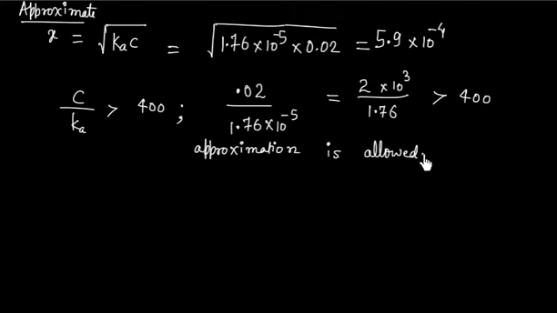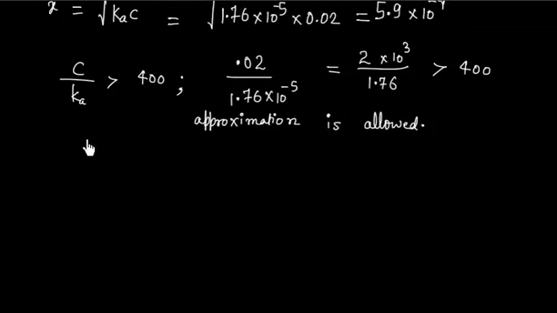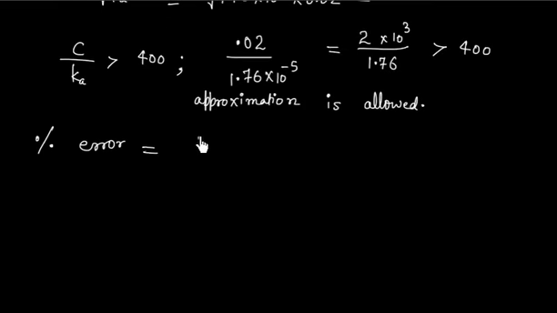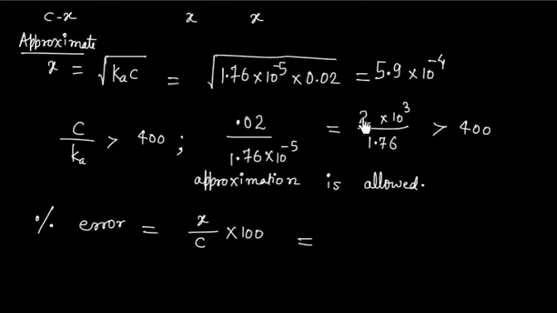Now we can also find the percentage error in this case. What is the percentage error? Because we do not know the true value, we cannot calculate the exact percentage error, but we can calculate an approximate percentage error, that is X by C into 100. So what is the value of X? X is 5.9 into 10 to the power minus 4.